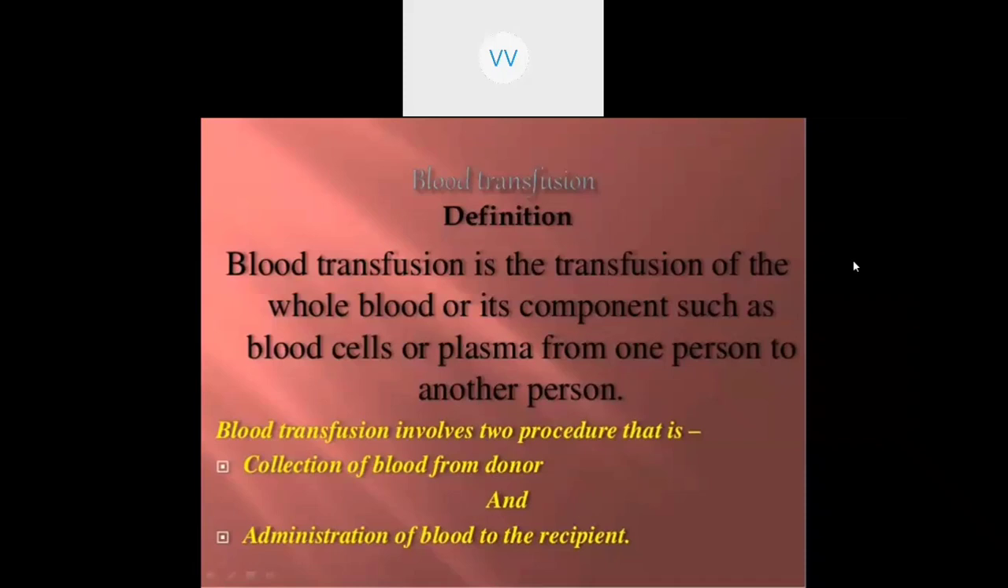Blood transfusion involves 2 procedures. First one, collection, and next, storage and administration. First, collection of the blood from the donor, or receiving the blood from the donor. Donor means who is donating the blood. Recipient, administration of blood to the recipient. Recipient means who is receiving the blood. That is the two main procedures.